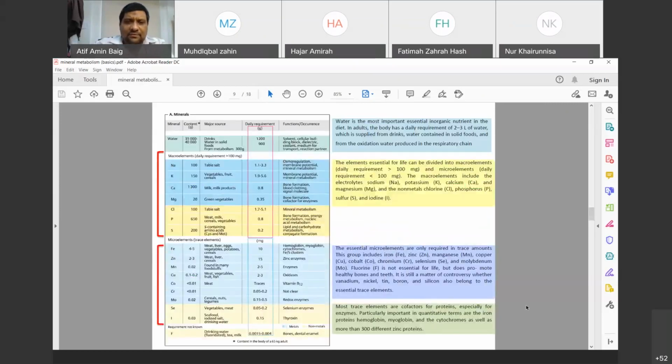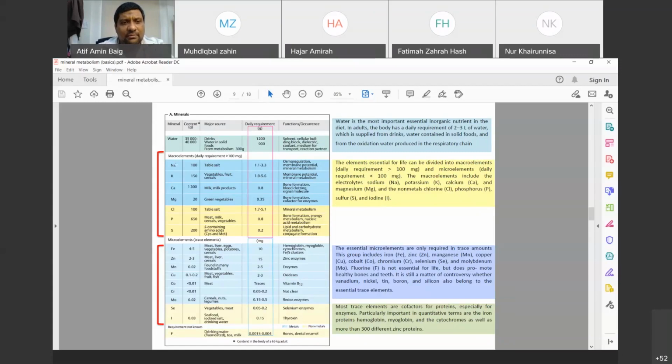These are some of the examples we have here. For example, we start with water. In water we have hydrogen and oxygen, which are considered the mineral source, and these are the major sources. Then the daily requirement is already there. So what are the functions? Water is a universal solvent. We all know this.